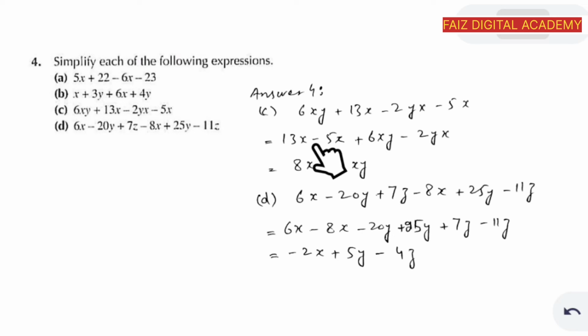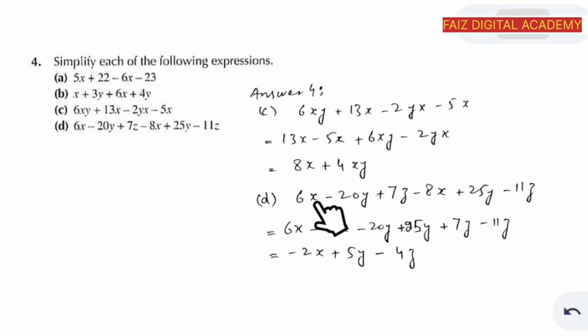So plus 13 minus 5 is 8, but the sign with the bigger one was plus, so this 8 will contain the plus sign. And the second sign is plus because 6 minus 2 is 4. The bigger value contains the plus sign, so the resulting sign will be plus.